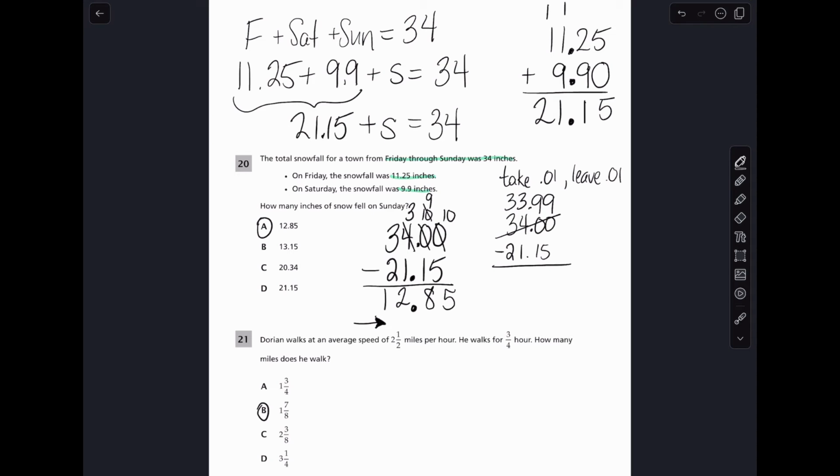9 minus 5 is 4. 9 minus 1 is 8. 3 minus 1 is 2. And 3 minus 2 is 1. So I take a penny. So that's all I did. I took away 1/100th. And now I just need to add it back. I borrowed it. I brought it back.